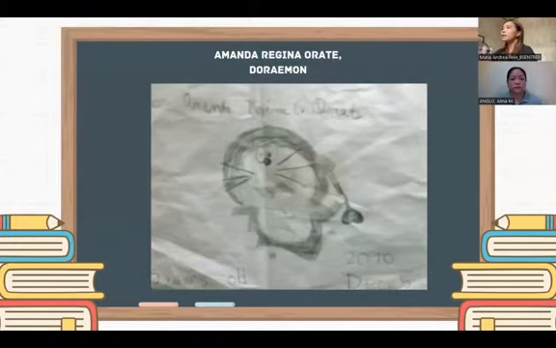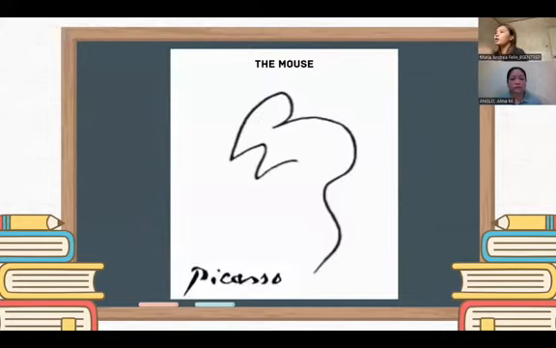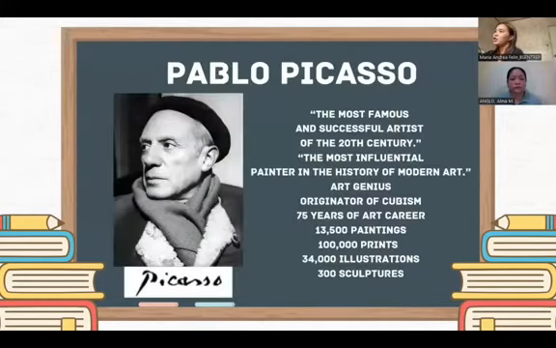Okay. Also, there is Amanda Regina Orate. He made this kind of Doraemon, which is a really famous cartoon. He made that from his imagination, Doraemon. Also, Picasso. I know some of you know Picasso, some of his arts. And one of the famous ones is the mouse. Imagine he's just using some lines and we identify it as a mouse.